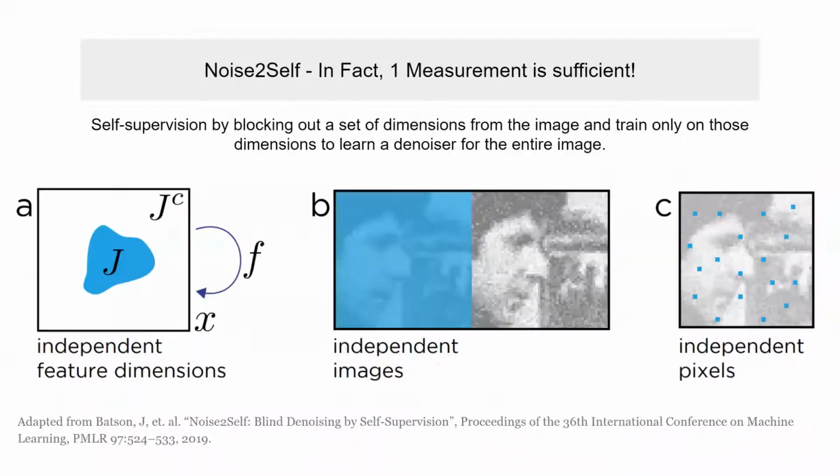And in ICML 2019, Joshua Batson showed that, in fact, you don't even need an image pair. You could use the same image, and you could block out a certain subset of the pixels from that particular image and still get denoising performance, which would be more or less similar to the one that you get from noise to noise. He also came up with a theoretical framework on how and why this works, which I will be talking about in the next slides.